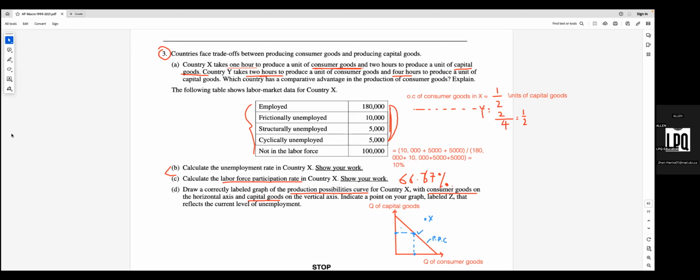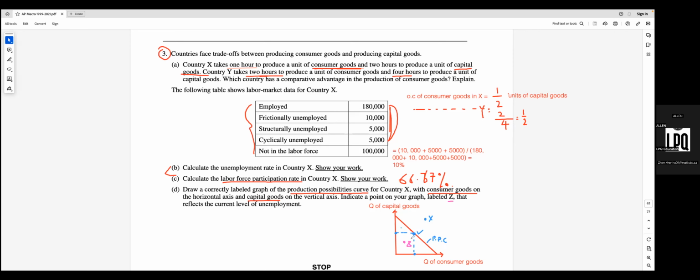So in that case, you are doing something called inefficient production. So actually the right answer for this one should be a production point inside of the PPC. Anywhere you plug in your point inside of the PPC, you can get full marks, and even label this one by Z. Anywhere inside the PPC is okay. It's totally fine.